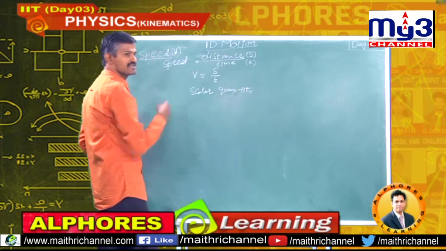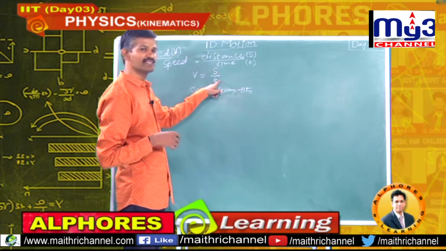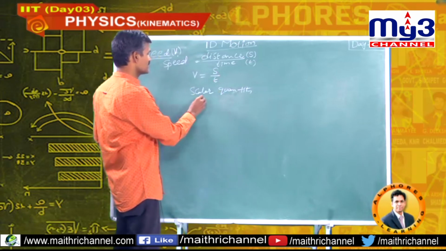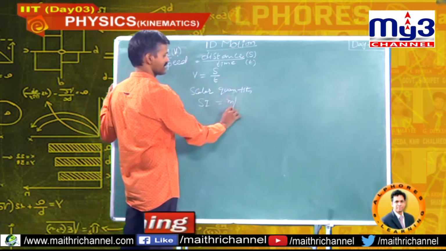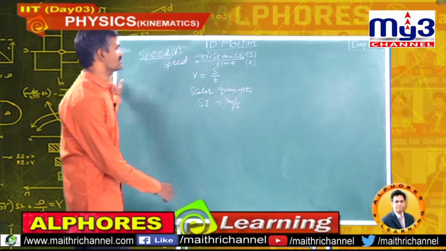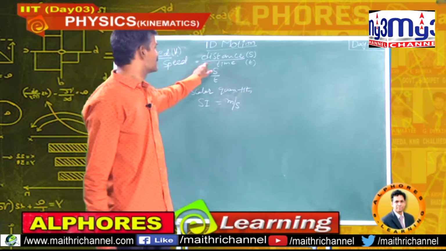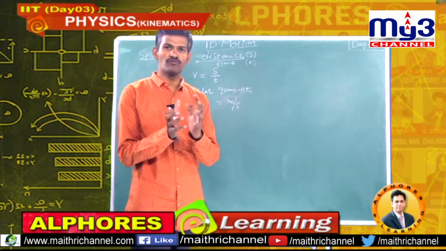Distance is measured in meters and time is measured in seconds. So the SI unit of speed is meter per second. To understand speed, we can divide it into 4 categories.